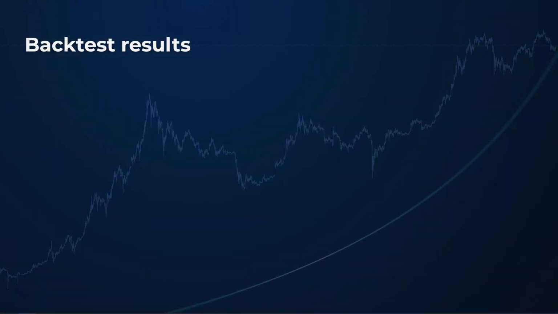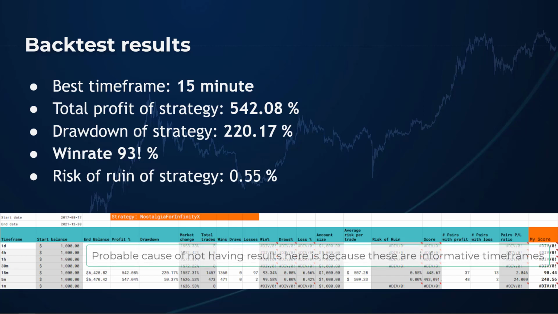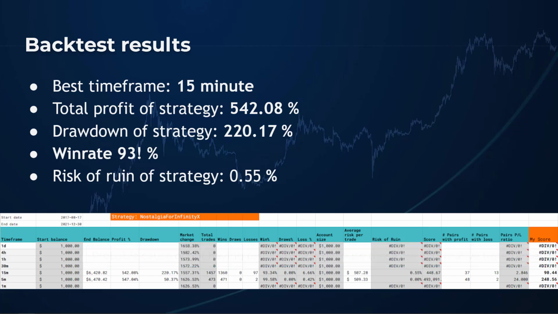Not only is the strategy script heavy on the coding and my understanding, but the strategy is also heavy on the processor and memory of my computer. Unfortunately, but not unexpected, I only had backtest results from the 15 and 5-minute time frame. The most probable reason for not having any other time frame backtest results is because these time frames are informative for making decisions on the lower time frames.